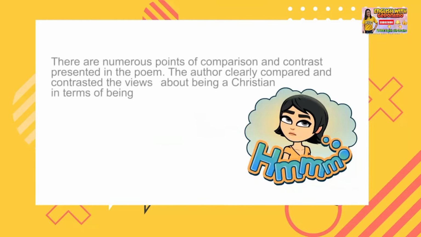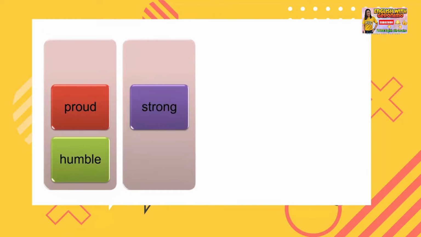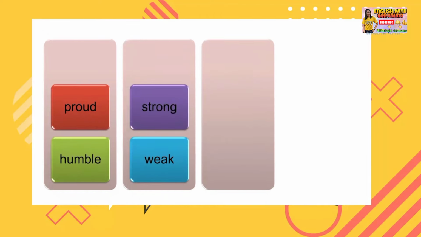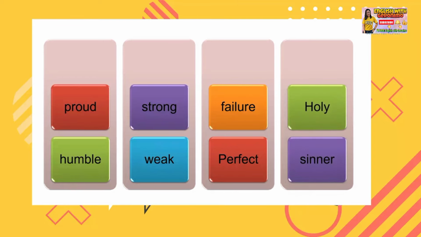You are absolutely right. There are numerous points of comparison and contrast presented in the poem. The author clearly compared and contrasted the views about being a Christian in terms of being proud as contrasted to being humble, strong to being weak, being a failure as to being perfect, and to being holy as to being a sinner.